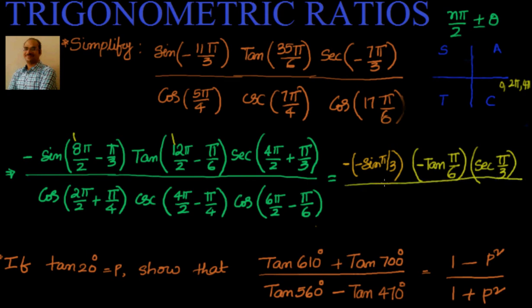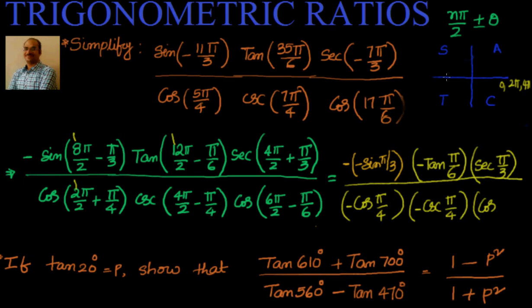divided by cos pi plus pi by 4. 2, again this is even, so cos will remain as cos only. I can put directly cos pi by 4, but I am worried about the sine pi plus pi by 4. That means you are in the third quadrant. In the third quadrant, cos is negative. Similarly, you have cosecant 2 pi minus pi by 4. 2 pi minus pi by 4, you are in fourth quadrant. Cosecant is negative. Minus cosecant pi by 4 into cos of 3 pi minus pi by 6.